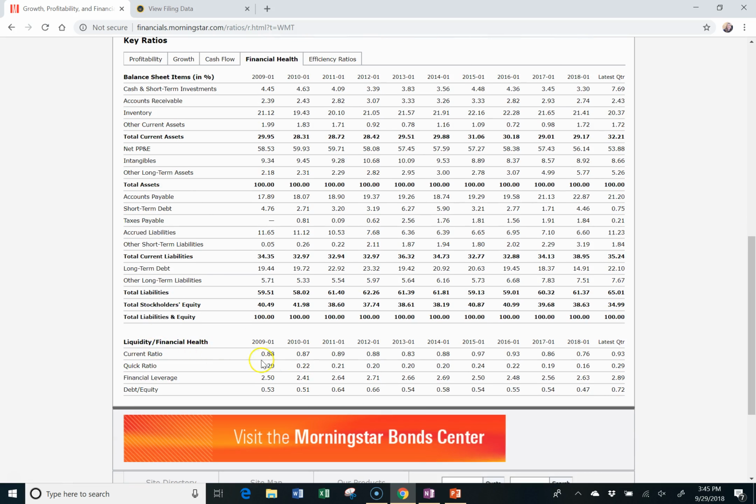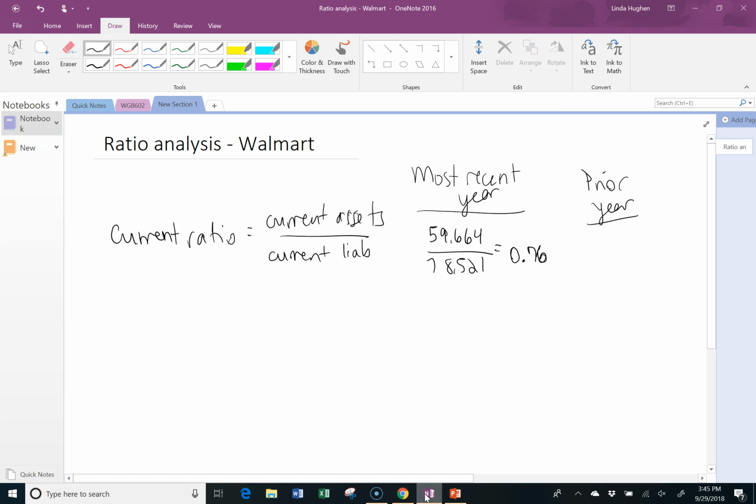The current ratio, I see it by year since 2009, and so we can look across this row here and look at this trend in the current ratio. It went from 0.88, it was most recently up to 0.93, and then it's coming down. So 0.76, this is what we just calculated. Prior year it was 0.86, so let's pull that in. So this is not a favorable trend. The company is getting less liquid.